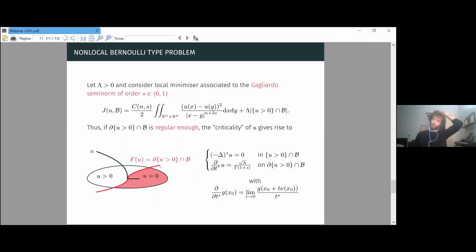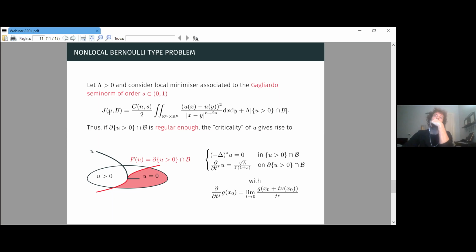I want to finish with just two slides, comparing this result with the one that Susanna described before. Susanna talked about the segregation problem, which is a very nice topic. And here I wrote another prototype of a free boundary problem for the fractional Laplacian. The idea is that the picture you find when you look at a one-phase non-local problem, or a multi-phase non-local problem like the segregated one, is different from the one you obtain in the harmonic case.